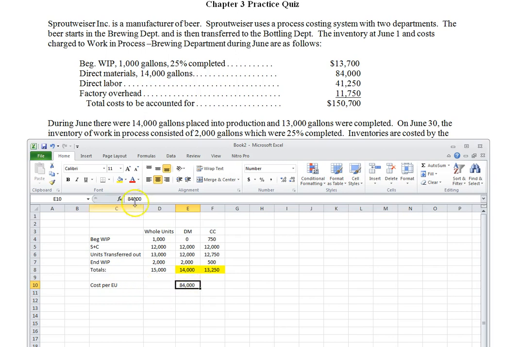What we're going to do is take that 84,000 and divide it by the equivalent units of 14,000, and we'll get our cost per equivalent unit. We'll go and see if it has decimals. It should. No, it's a nice even $6. Same thing here, but we need parentheses for this one because there's two things that are conversion costs, the labor and the overhead. So the 41,250, the 11,750, and we're going to divide it by the equivalent units for conversion cost. And you get the $4.